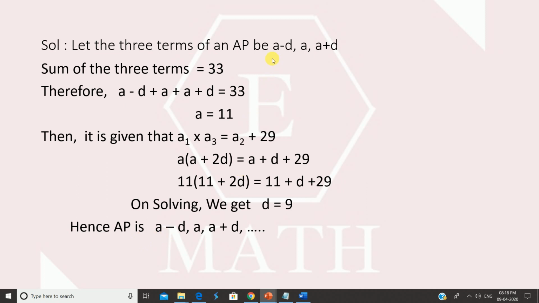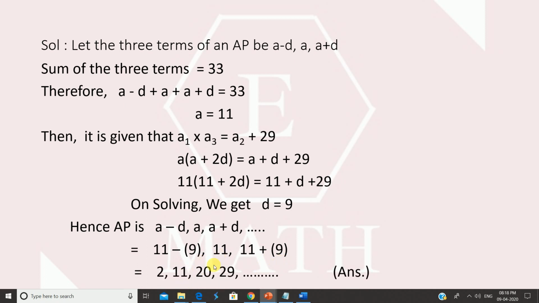And then hence the AP will be, earlier we took the AP in this form, right? A minus D, A, A plus D. So the same way we have written here, and on substituting the values of A and D, the value of A is 11 and the value of D is 9. So on substituting we get 11 minus 9, 11, 11 plus 9. So 11 minus 9 is going to be 2, 11 is as it is, 11 plus 9 is 20, and to get the next term we need to add this common difference 9 to its preceding term. So 20 plus 9 will give us 29. So the AP is 2, 11, 20, 29 and so on. So this is how we are going to find the AP.